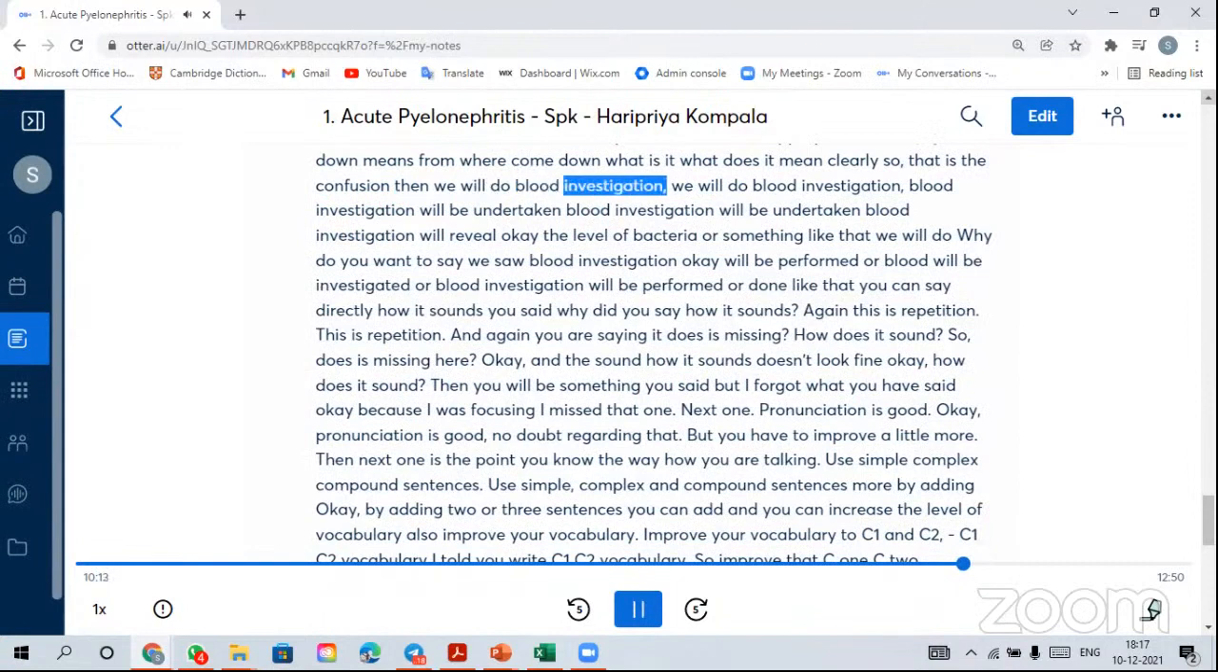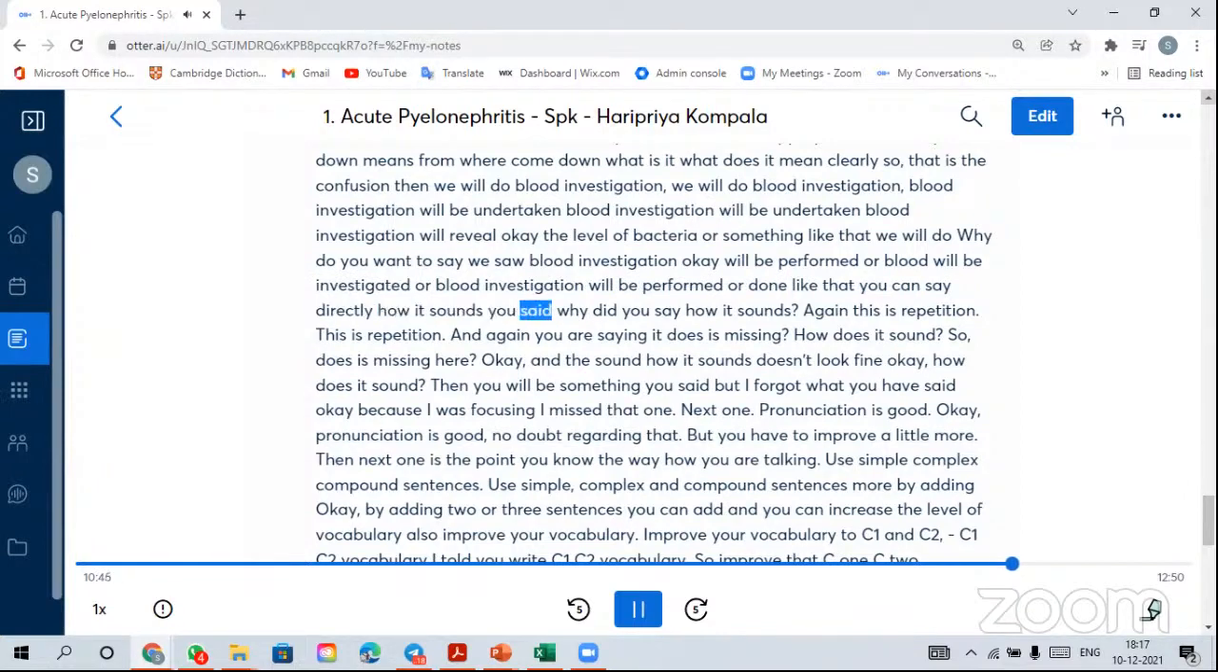Then we will do blood investigation. Blood investigation will be undertaken. Blood investigation will reveal the level of bacteria or something like that. Why do you want to say "we"? So blood investigation will be performed, or blood will be investigated, or blood investigation will be done. Like that you can say directly.